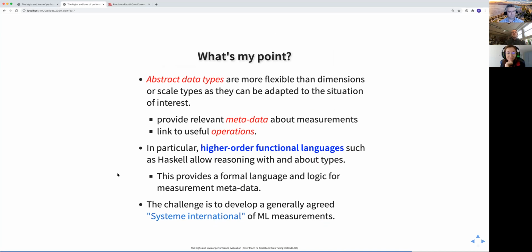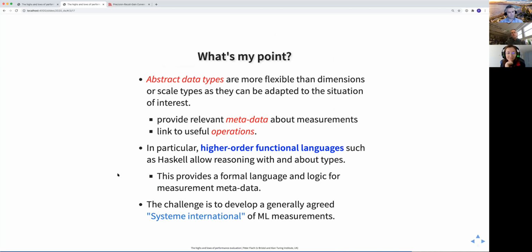Okay? So my point is that abstract data types provide the relevant metadata that we want to collect about measurements. And because data types are connected to allowable operations, that gives you, I think, a really powerful framework.